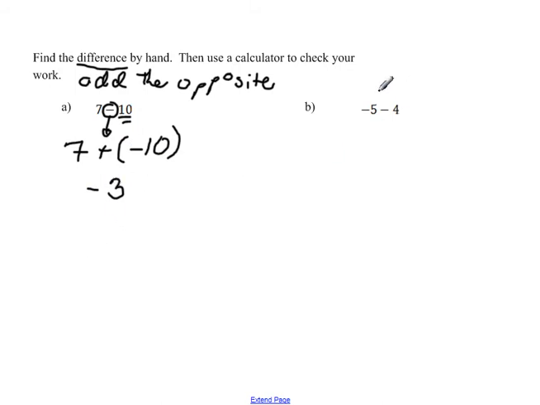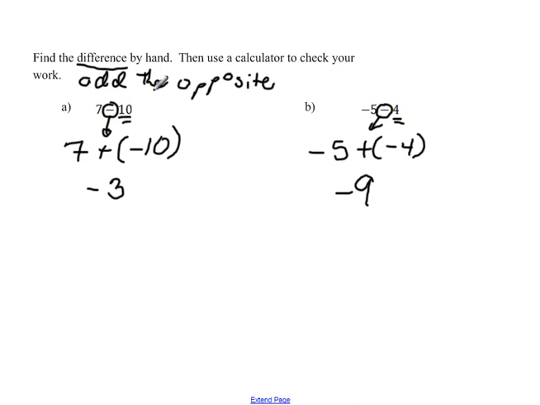In my next problem, negative 5 minus 4, well, the first number again stays the same, negative 5. And then instead of subtracting, I'm going to think add the opposite. So we're going to add the opposite of 4, which is negative 4. Negative 5 plus negative 4, well, now the signs are the same, so I take the sum and keep the sign. So I add the 5 and the 4 together, which is 9, and I keep the sign, which is going to give me a negative 9 for my final answer.